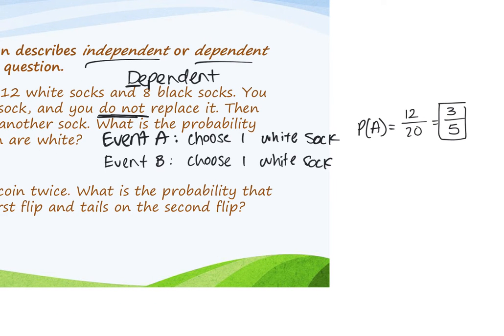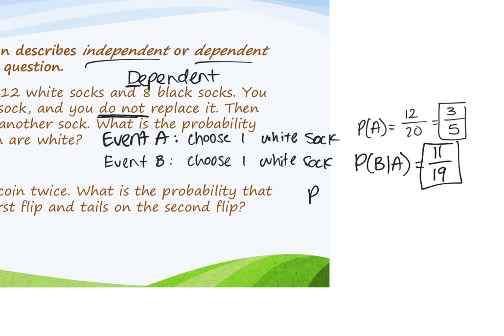The probability of B, given A, is what? 11 over 19. How did you get that? Very good. Assume event A happened. If we picked one white sock, how many white socks are left in our pile? 11. Do you guys see that? Our white socks went down by 1. What also went down by 1? Our total. So they both decrease. So we have 11 out of 19 socks now to pick. Does that fraction simplify? No.